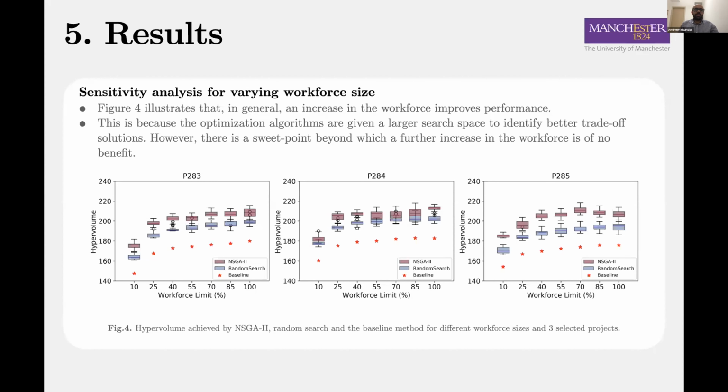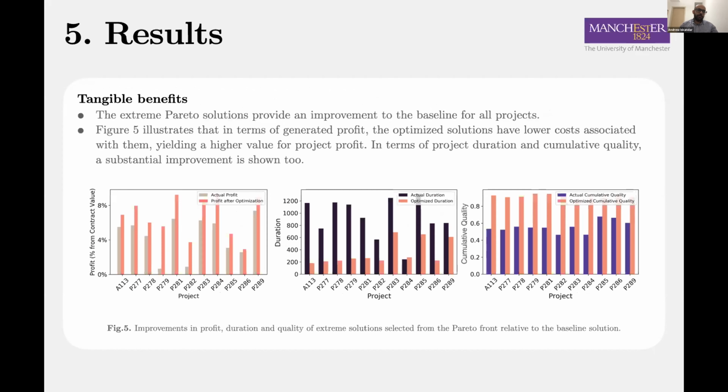Another inference from this is that beyond 40% of the maximum workforce limit, there is little to almost negligible increase in the hypervolume, indicating that a 40% resource limit is the sweet spot beyond which further relaxing the constraint does not provide significant improvements to the results.